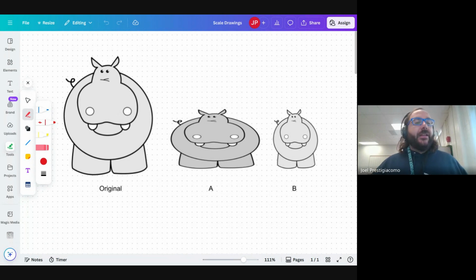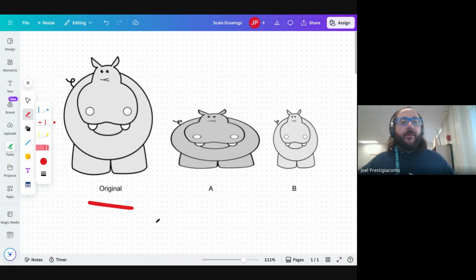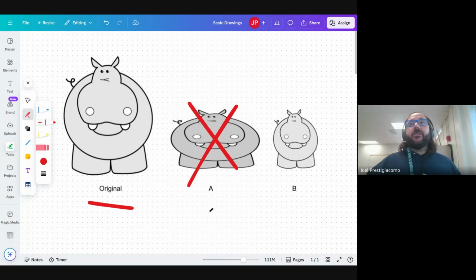That can be seen pretty easily by this diagram that we have right here. If we have this original image, it's kind of this hippo facing forward. It's kind of a funny shape, right? We see the teeth and the eyes and whatnot, a little tail. The figure A is not a dilation. You can see how it's smaller, but it's smushed. That is not a dilation. What would be a dilation would be something like B. It's a smaller version, but it keeps the same proportions. It's just kind of a miniature.